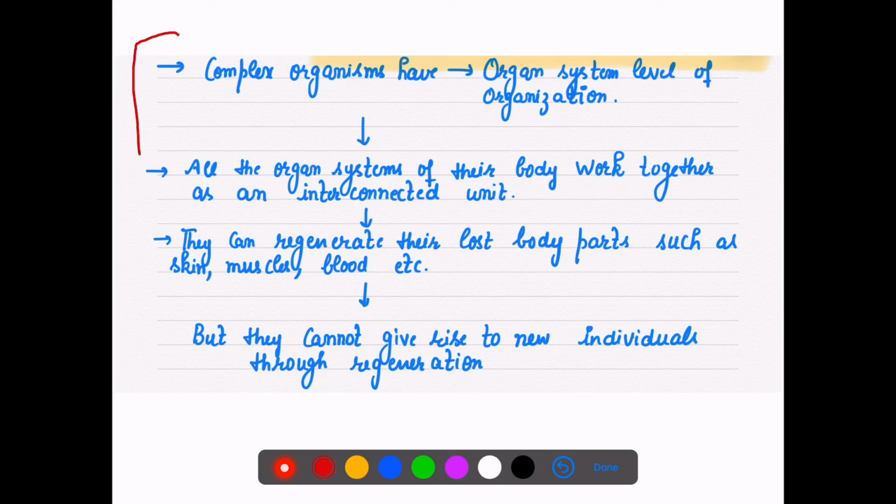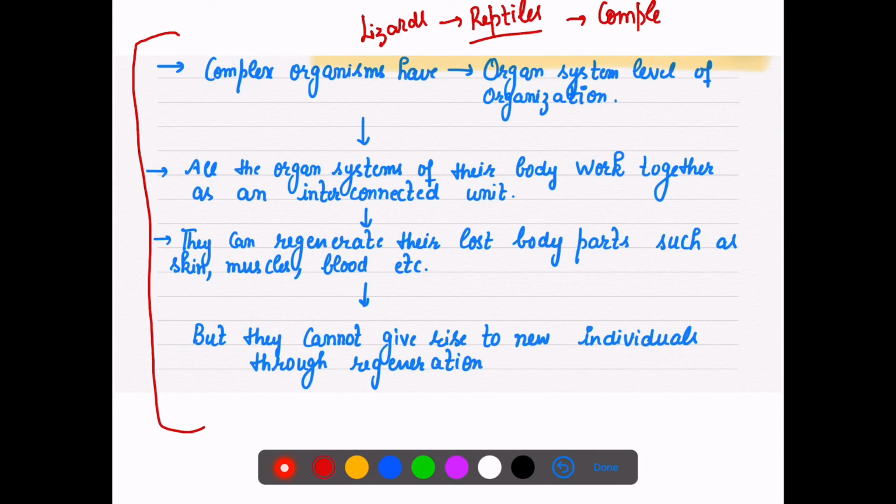If we talk about the example of lizards, right, which category does the lizard belong to? Reptiles. Are reptiles simple? No, they have complex body organization, and we said regeneration as a method of reproduction happens in simple organisms. So why not complex? That question also comes to your mind. Why not in complex organisms?